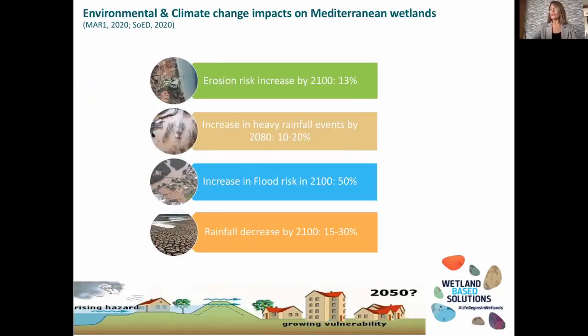En matière de projection, les mêmes réductions vont être aggravées par le réchauffement climatique. Nous aurons un risque d'érosion qui va augmenter de 13%, une augmentation des épisodes de fortes pluies d'ici 2080 entre 10 et 20%, une augmentation du risque d'inondation en 2100 de 50%, une diminution des précipitations d'ici 2100 entre 15 et 30%.